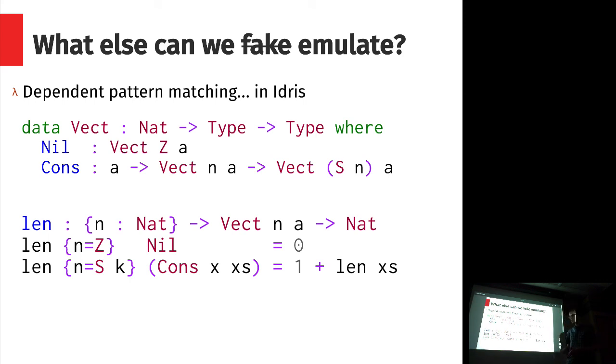We don't actually have to list all of them because the type checker is smart enough to figure out that the other 2 cases wouldn't type check anyway. Like if you tried to combine length z with cons, that wouldn't type check because the length has to be at least 1. And similarly with length being s and the vector being nil. So that's cool. So can we fake this in Haskell?